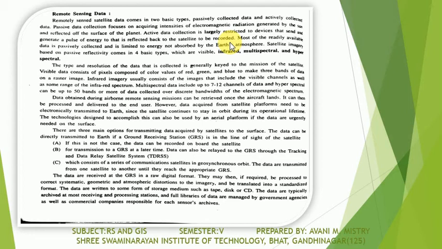Data can also be relayed to the GRS through the tracking and data relay satellite system, which consists of a series of communication satellites in geosynchronous orbit, and the data are transmitted from one satellite to another until they reach the appropriate GRS. The data are received at a GRS in a raw digital format, and they may then, if required, be processed to correct systematic geometric and atmospheric distortion to the imagery.